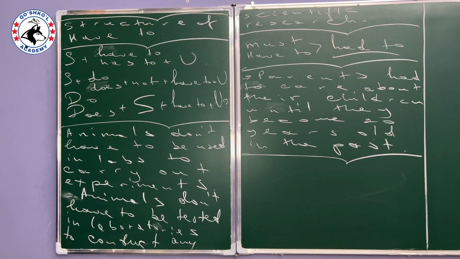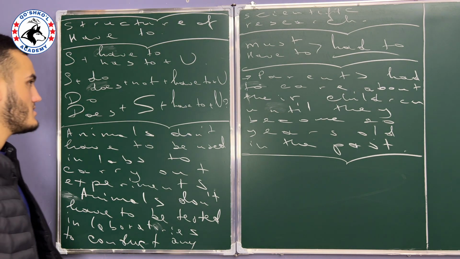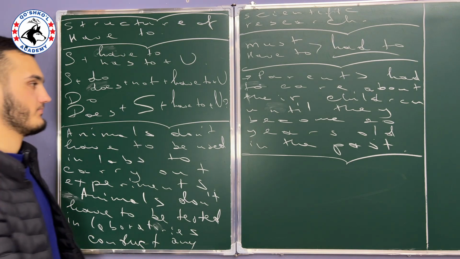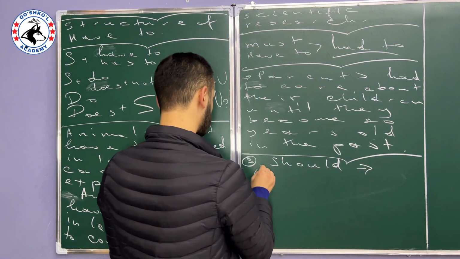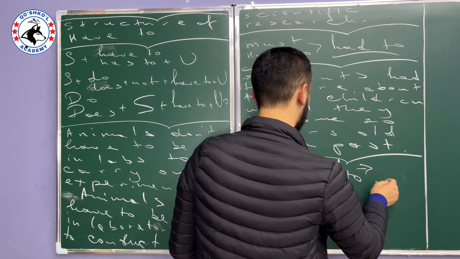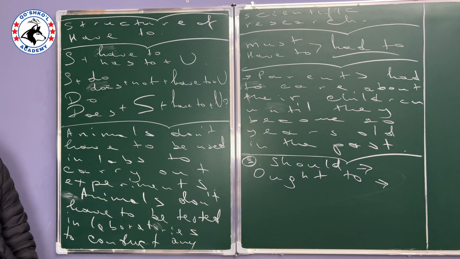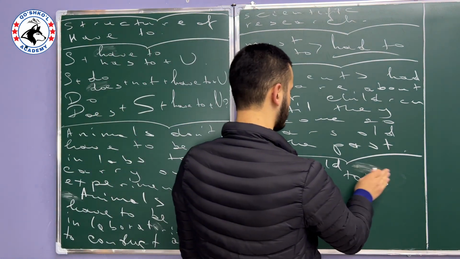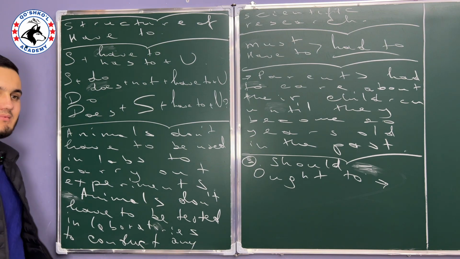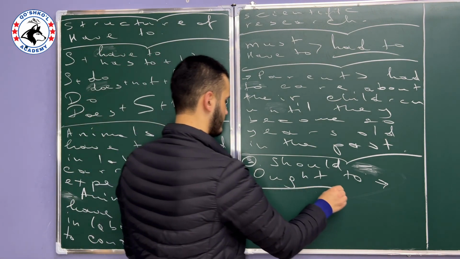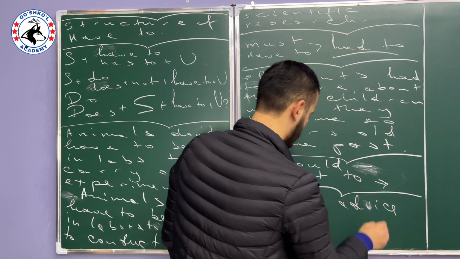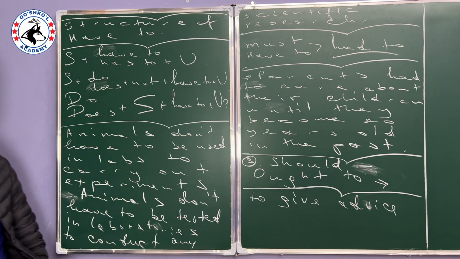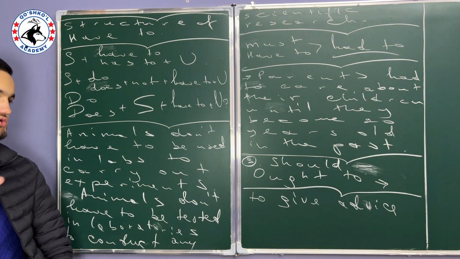I won't be paraphrasing, and I'll jump into the next modal verb, ladies and gentlemen. Number 2, 3, yeah? Should and ought to. They have equal meaning. They have equal translation. And they are both used to what? To give advice, yeah? If you have advice for somebody, in this case you can use should or ought to.